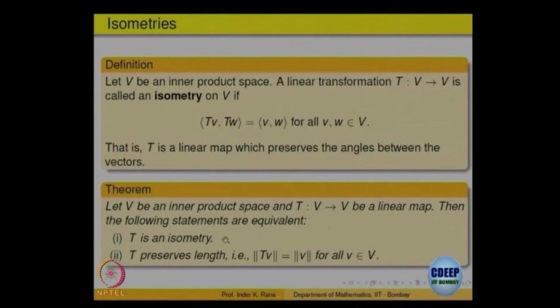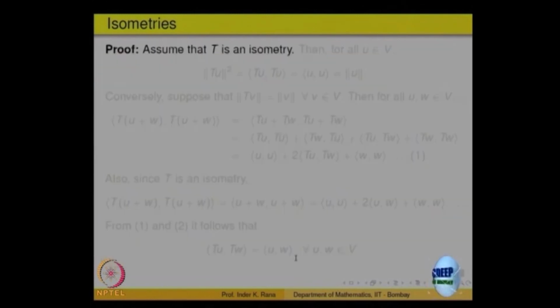Isometry is a map from the vector space V to V such that it preserves, of course, the angle that is given, and we are saying it is equivalent to saying that it preserves also the magnitude. And this is not very difficult to show. Basically, how is the magnitude related to the inner product? That is square root of V dot V, right, that is a magnitude. So, using that one can easily prove.